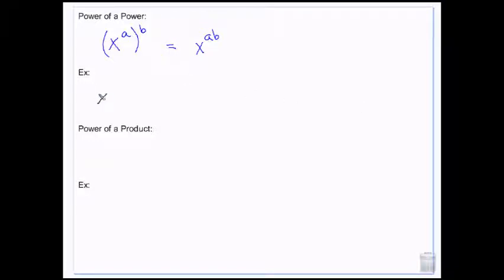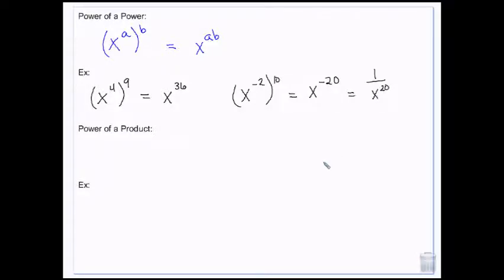So for example, if I have x to the 4th and I raise that to the 9th, that's going to be x to the 36. And if one of them is negative and the other one is positive, it follows the same negative positive rule, so that would be x to the negative 20th. But I'm not allowed to have that negative exponent, so I have to throw it to the other side of a fraction. So put it in the denominator.